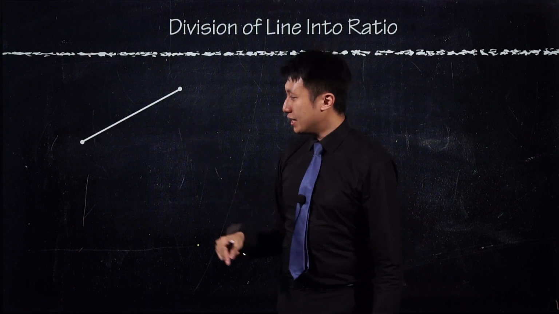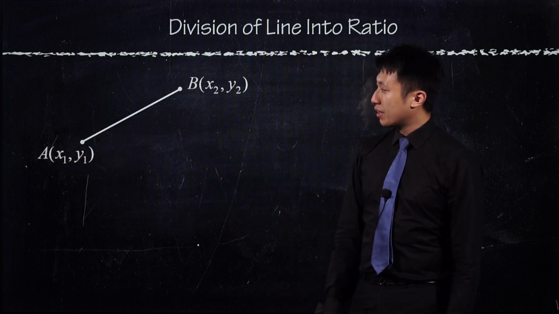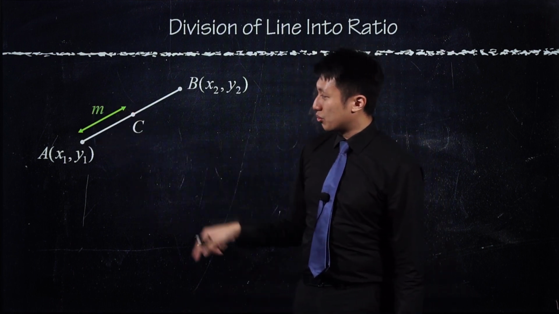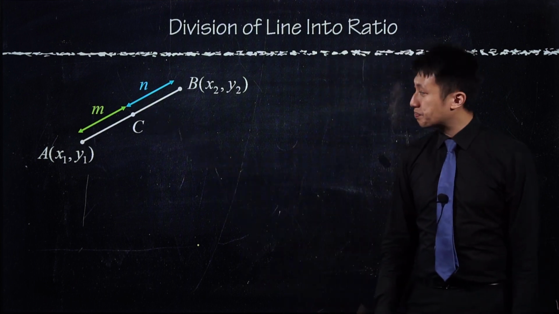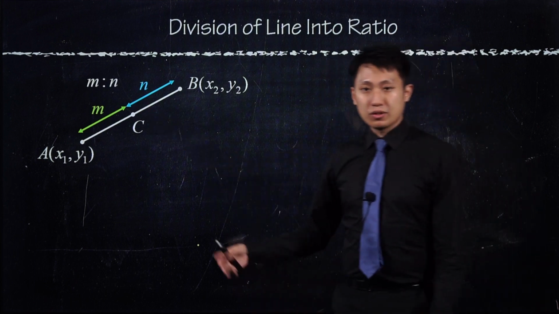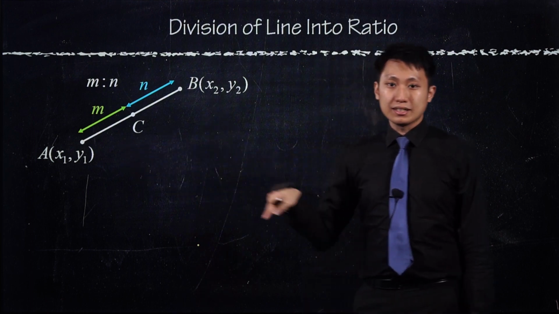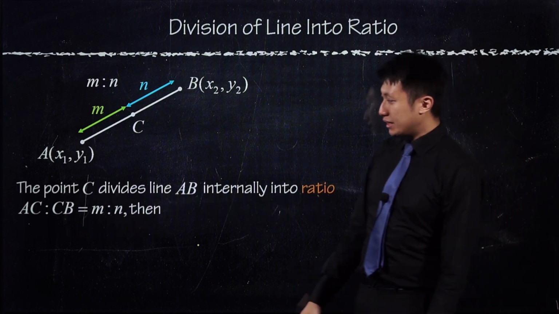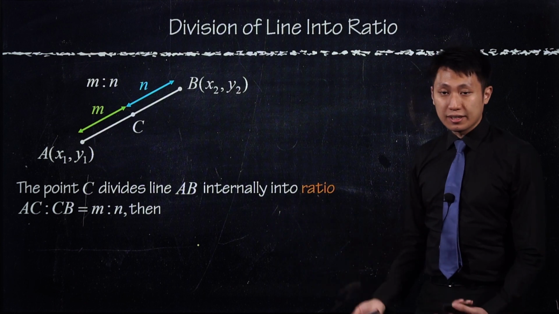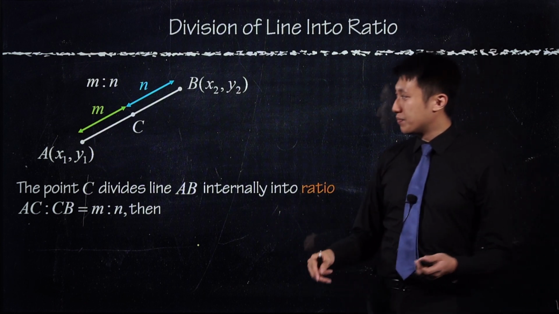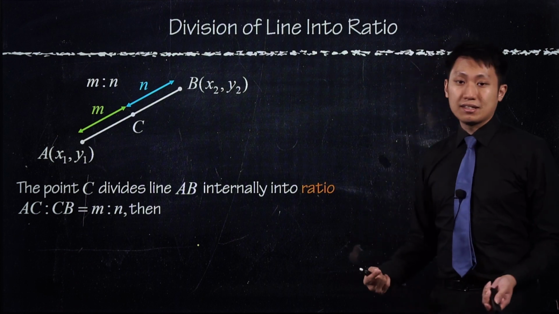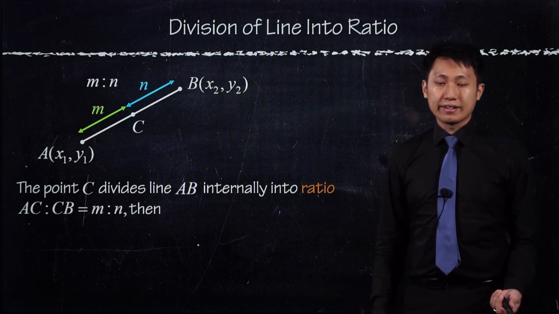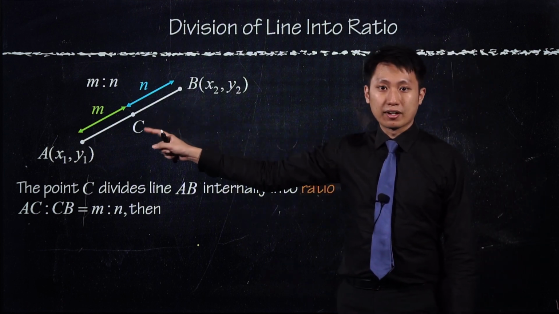We have a line, with point A and point B, and we have something in the middle that is given by the ratio of M to N. So AC:CB is equal to M:N, where M and N are some numbers. The point C divides the line AB internally. Actually you have dividing a line internally and externally, but in SPM we only learn about internally, which is given by a point in the middle only.